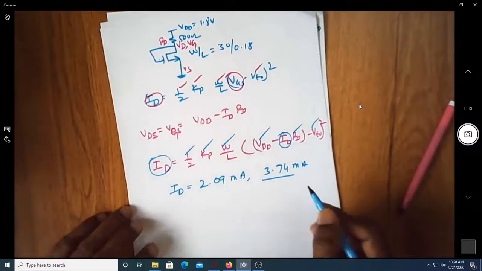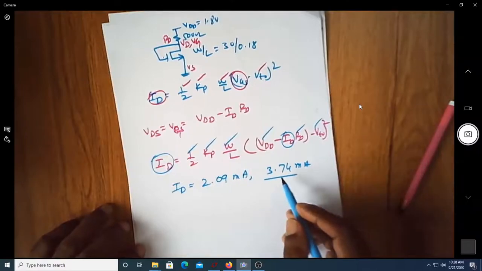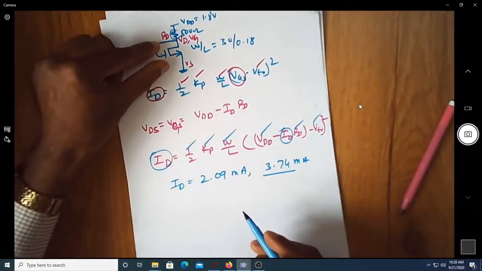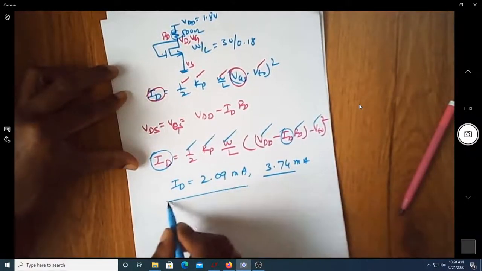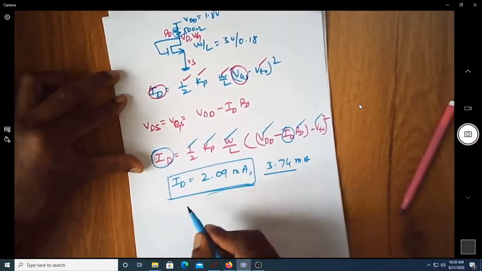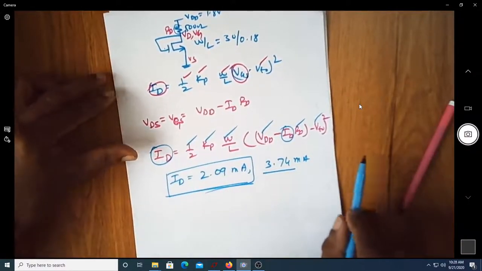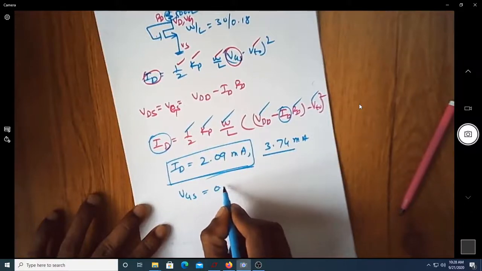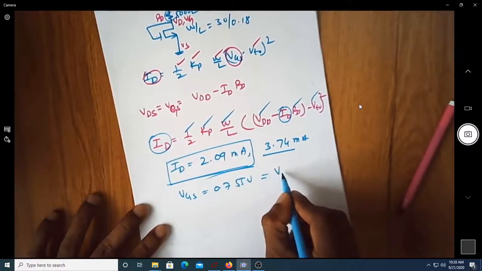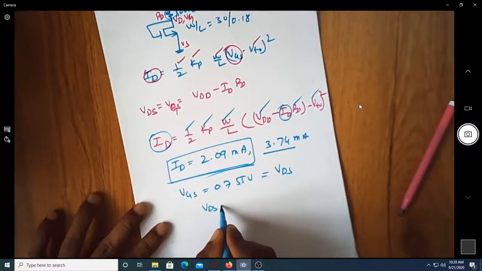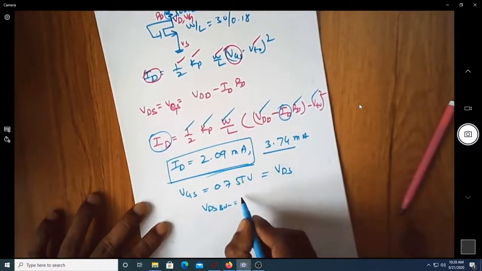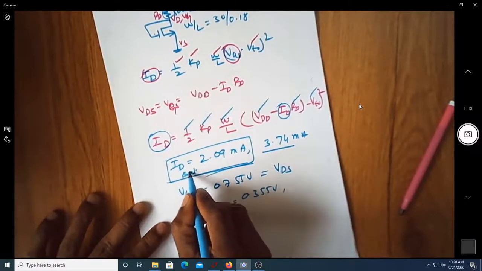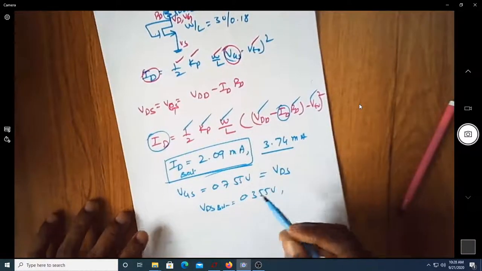3.74 milliampere cannot be the possibility, because that will end up with more drop here, so you will end up with very less voltage across gate and source. So this is the possible answer for this particular problem. So ID is equal to 2.09 milliampere, which will have a VGS of 0.755 volts, which is also equal to VDS. But VDS sat happens to be, of course, this minus 0.4, which is 0.355 volt. So it is in saturation, so whatever equation we have chosen for ID calculation is correct.